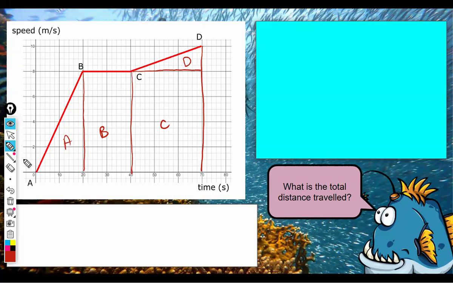I'm going to give you a full 10 minutes. I'll drop in some hints, obviously, right? Remember how to find the area of a triangle? We did it not too long ago. Base times height divided by 2.